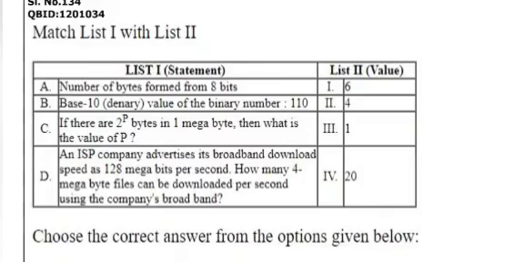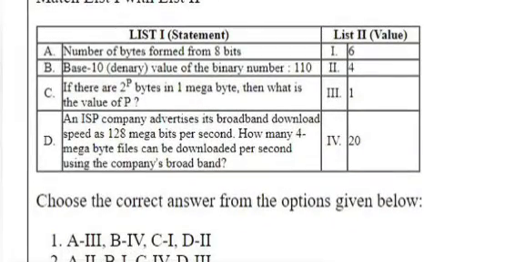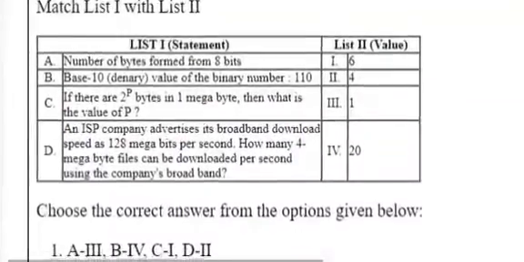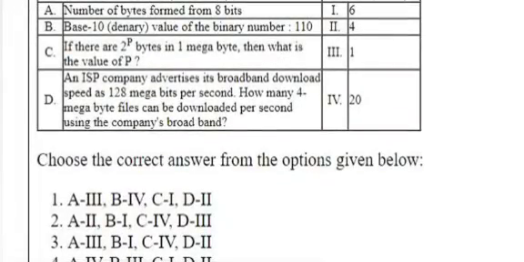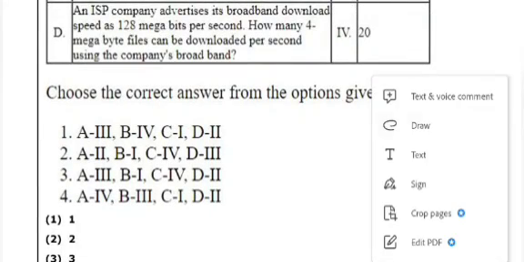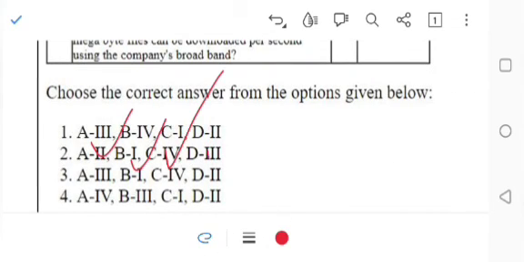Question number 34, match list 1 with list 2. In list 1 we have statements, in list 2 we have values. Number of bytes formed from 8 bits, what? Base 10 denary value of the binary number 110. If there are 2^P bytes in 1 megabyte, then what is the value of P? An ISP company advertises its broadband download speed as 128 megabits per second. How many 4 megabyte files can be downloaded per second using the company's broadband? Values are like this: 64, 1, 2, 0. Now choose the correct option from the options. 34. The correct option will be C. That means A will be related to 3, B will be 1, C will be 4, D will be 2.